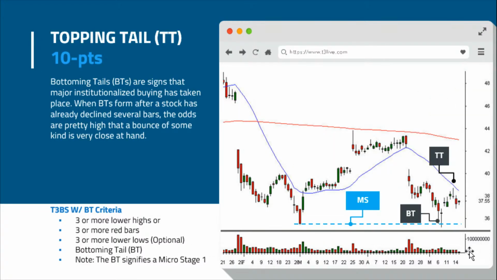Now when we're looking to short, the same thing. That's a topping tail, right at the declining 20. So that actually gave us a sell setup, which gives the sell setup 10 extra points. Okay.